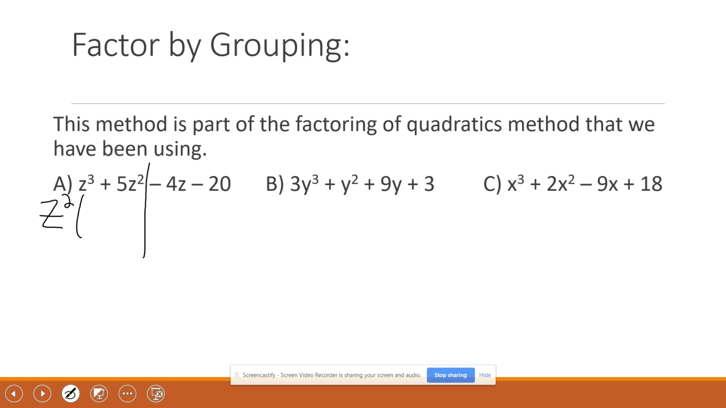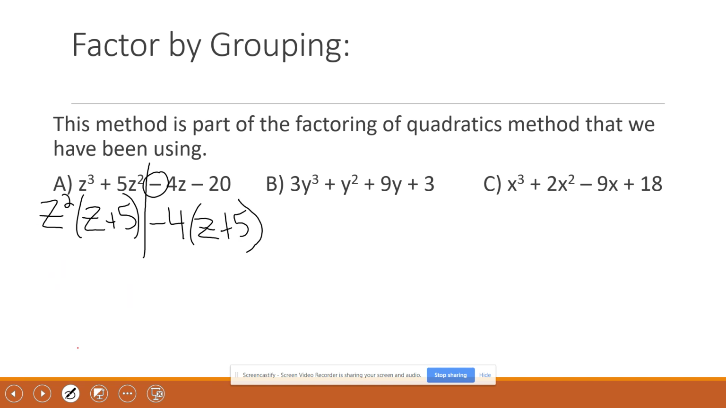When I pull out the z squared, remember, pull out means we're dividing, we're left with z plus 5. On the right side, we start with the subtraction. And the common factor between 4z and 20 is 4. So now we're dividing on the right side by negative 4. Negative 4z divided by negative 4 is positive z. Negative 20 divided by negative 4 is positive 5.